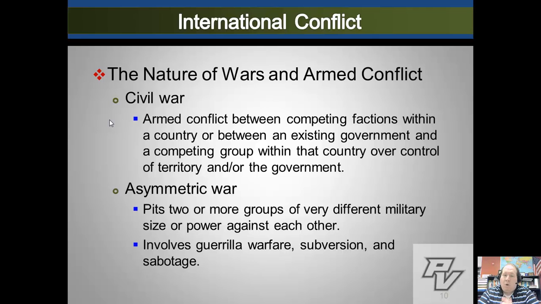The last type here is an asymmetric war. Asymmetric war is where you have two groups of very different military size. The U.S. versus the Taliban and Al-Qaeda has very much been an asymmetric war. The United States, with a very large arsenal, a large set of troops, has been facing a group that does not have nearly as much or nearly the ability to inflict as much damage. So, in asymmetric warfare, the tactics are a lot different. Instead of focusing on direct attacks on sites that you would use to try and weaken your opponent, you're going to be using guerrilla warfare, very carefully selected targets, and sabotage and subversion of those targets.